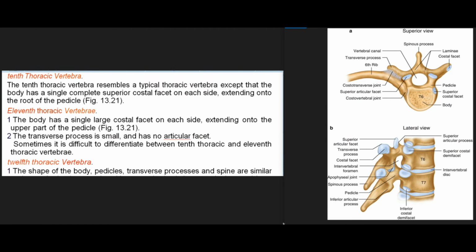10th thoracic vertebra. The 10th thoracic vertebra resembles a typical thoracic vertebra except that the body has a single complete superior costal facet on each side, extending onto the root of the pedicle.